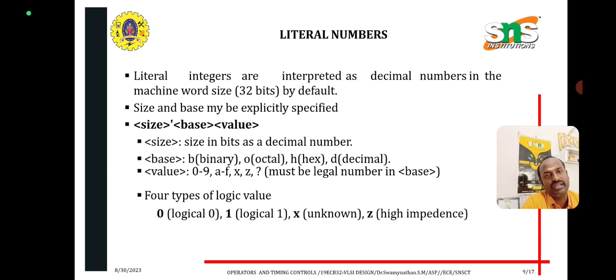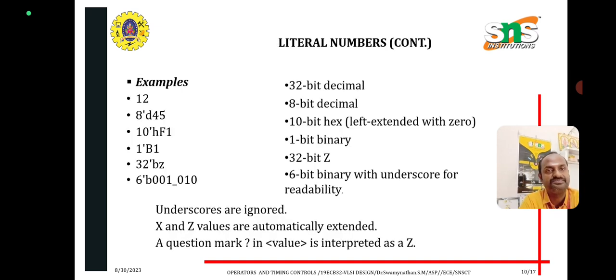So, the 4 types of logical values. Digitally we know zeros and ones only. 0 means logical 0, that is off. 1 means logical 1, that is on. X means unknown. Z means high impedance state. So these are all the literal numbers we will discuss.